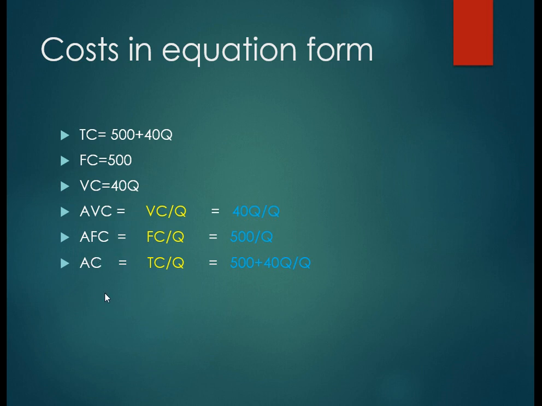And the last is average cost. We can calculate average cost by two formulas. The first one is total cost divided by quantity. So our total cost is 500 plus 40Q, and we divide this whole amount by Q, and it will give us average cost. The second formula for calculation of the average cost is that if we add average variable cost plus average fixed cost, it will give us average cost.